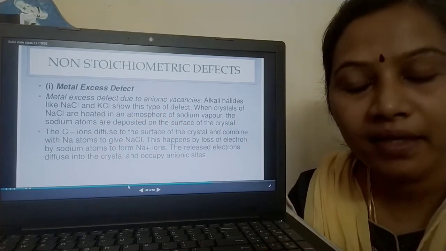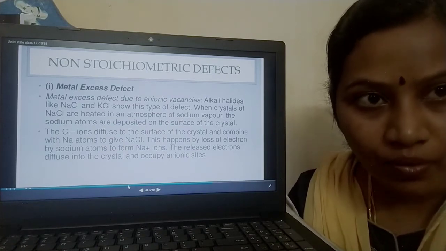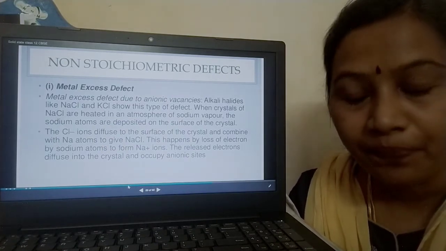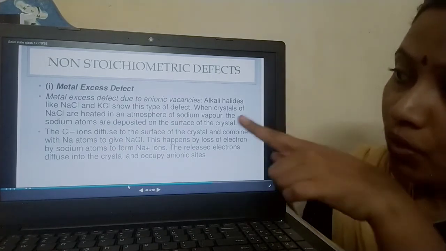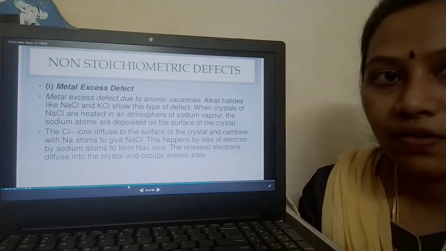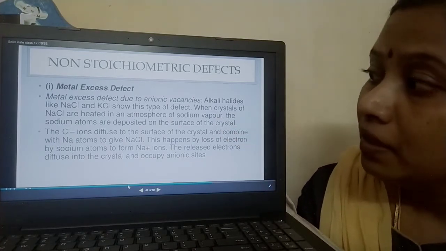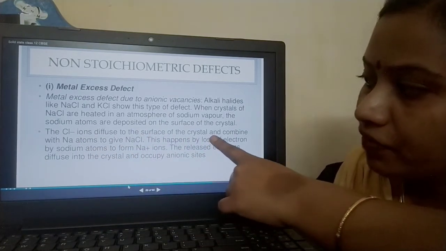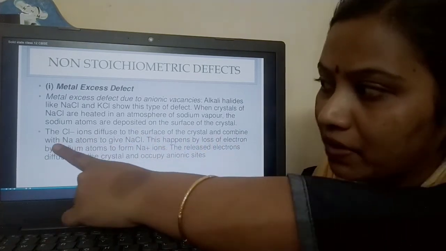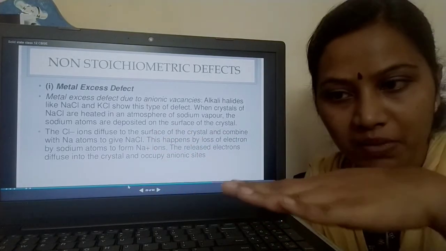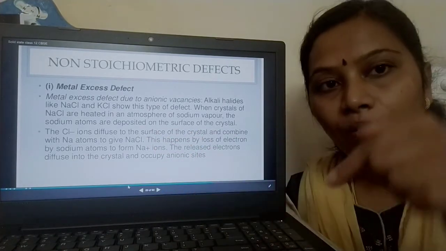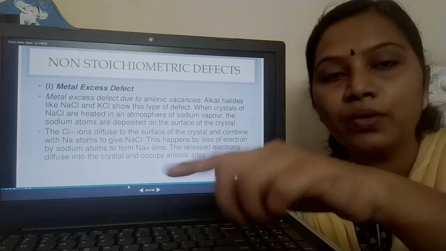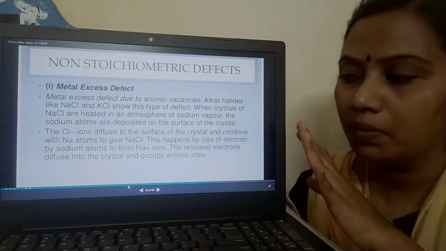So what is the criterion here? I have to heat sodium chloride in the presence of sodium vapor. So what happens? Your sodium atoms will be deposited on the surface of the sodium chloride crystal. See, your chloride ions will be diffusing to the surface of the crystal. It is going to combine with sodium to give sodium chloride. Sodium is deposited on the surface, chloride is diffusing to the surface, so it is combining with sodium to give you sodium chloride.